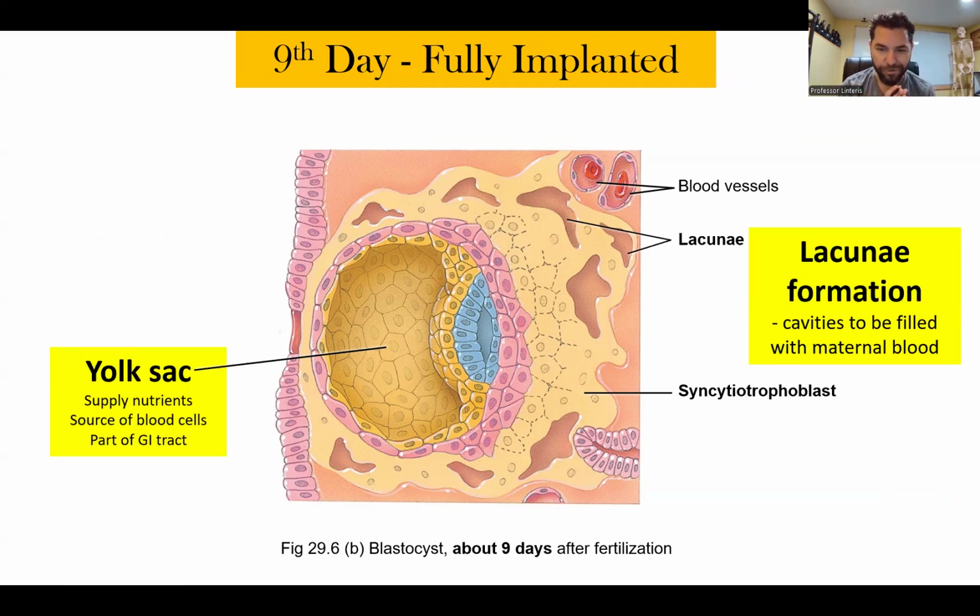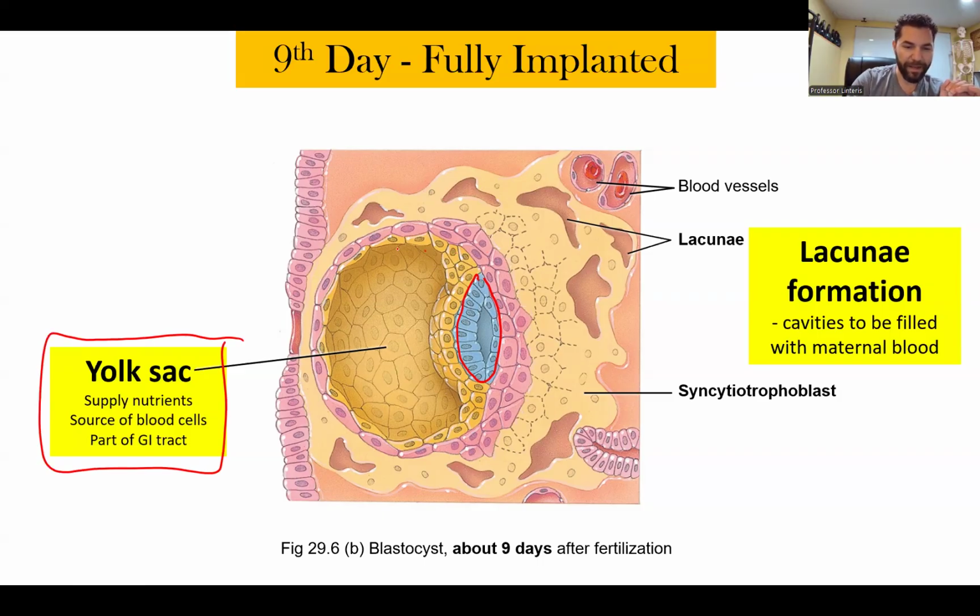This is the picture I showed you before, right? Now, a few things happen. We can see this guy, which we'll talk about in a minute, right? We can see those trophoblast cells. Here we have the presence of a yolk sac. It's always yellowish on the pictures, like egg yolk. It supplies nutrients, source of blood cells. Basically, it's like a food factory temporarily.